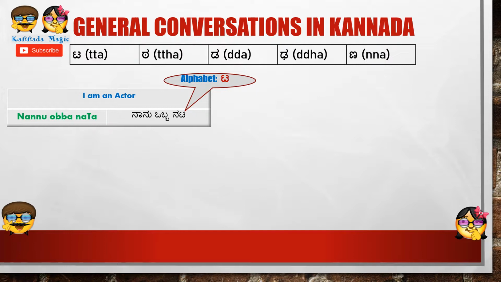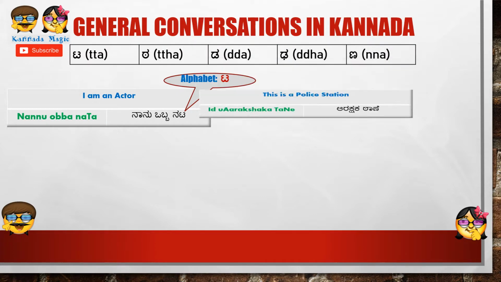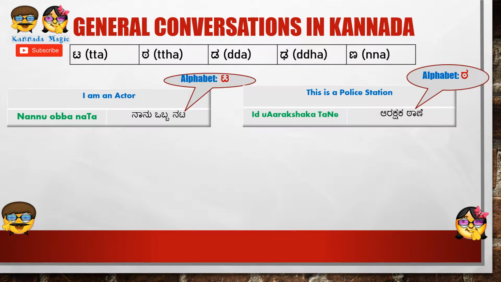And if you want to say actress, you can say nati. Nanu obba nati. Moving on, the next one is tha. Tha is used in Thane. Arakshaka Thane means police station. So if you want to say this is a police station, you will say idu Arakshaka Thane. And then the other one is da.